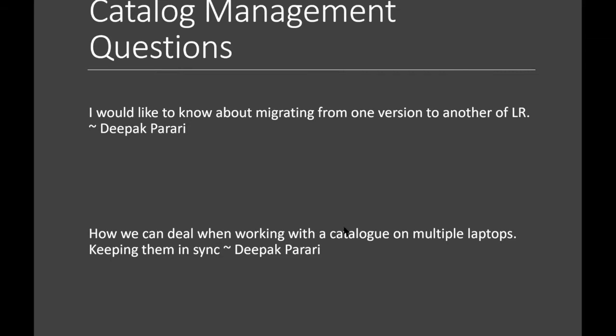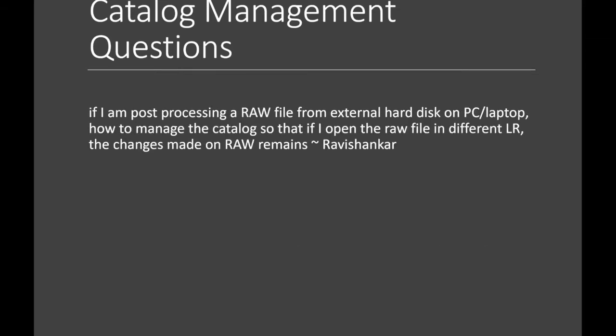Now, one of the questions which was asked is this. So this is already covered. If I'm post-processing a raw file from an external hard disk on a PC or a laptop, how to manage catalog so that if I open the raw file in a different LR, the changes made on the raw remain. Okay. Now remember, the changes you made with the raw file are in the catalog. It is not with the original file. So as long as you keep the same catalog file, it will start opening that same original file as a reference, and then it will take it up.